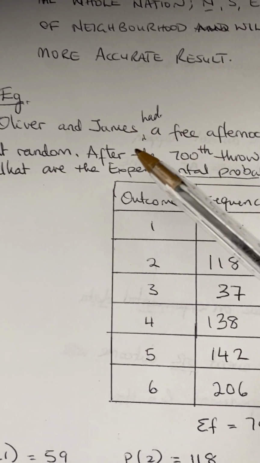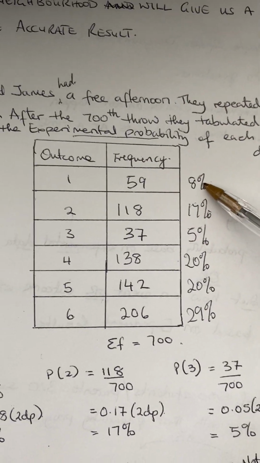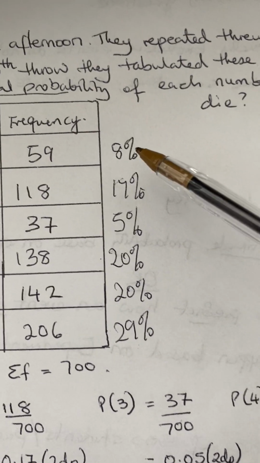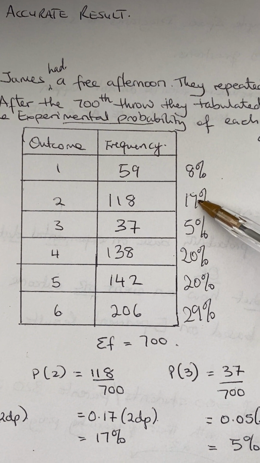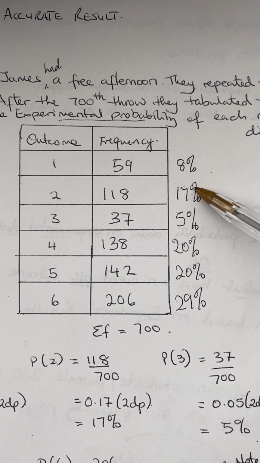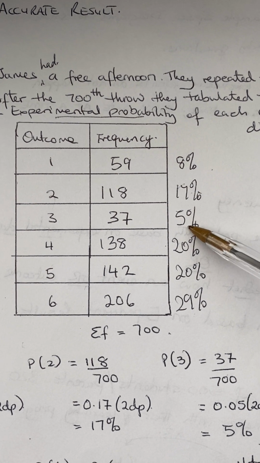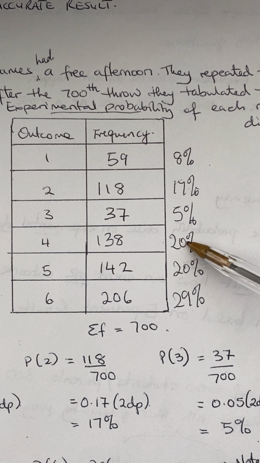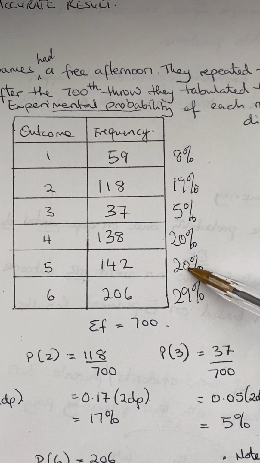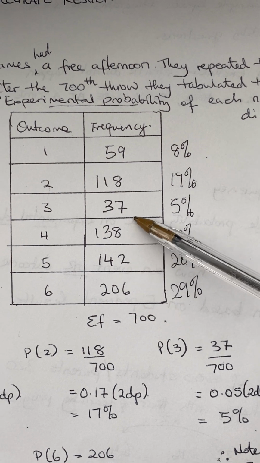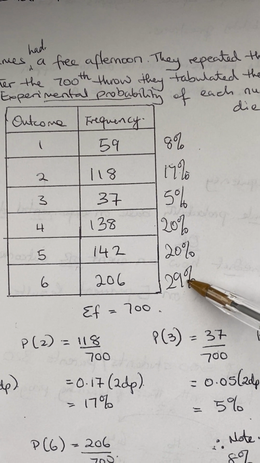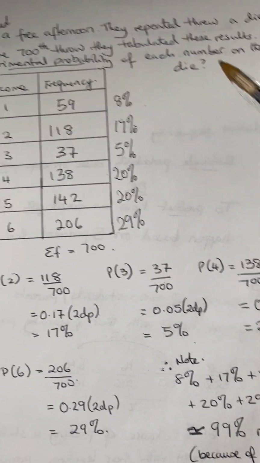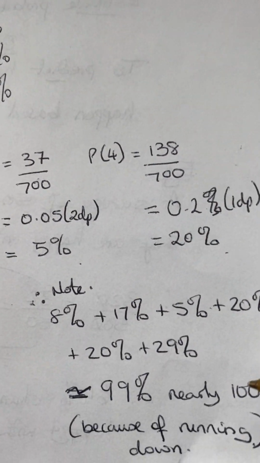So Oliver and James this afternoon, they realized that with the experimental throw they did, okay, they had 8% for a 1, 17% from their table, okay, for a 2, 5% for a 3, 4% for a 4, another 5% for a 5, because 138 and 142 is just 4 throws difference, okay, 29% for a 6, okay, so that is nearly 100% there.